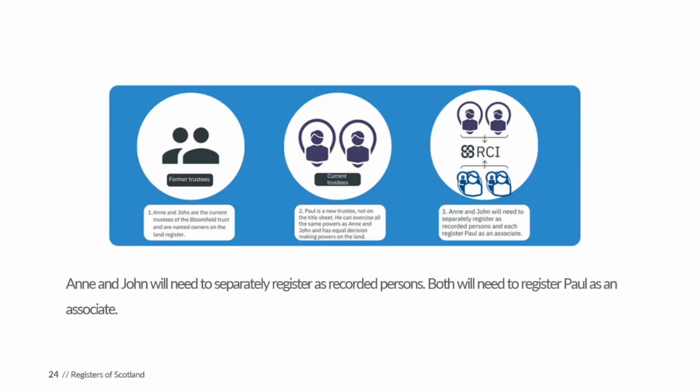In this example, Anne and John will each need to register as recorded persons, and both Anne and John will also need to register Paul as an associate. When the first submission is made, Paul will be allocated an associate reference number, or ARN, which must be used by Paul in future submissions.